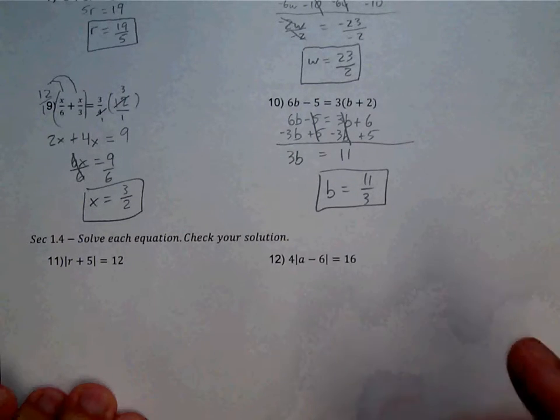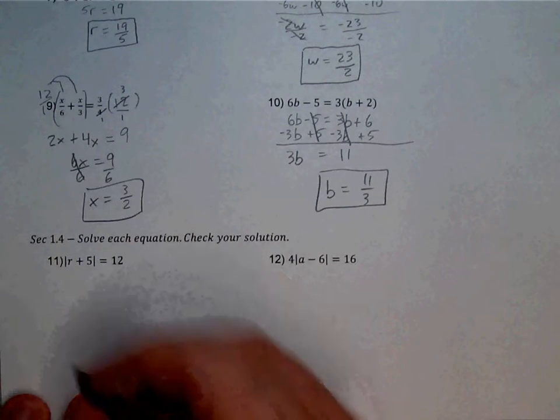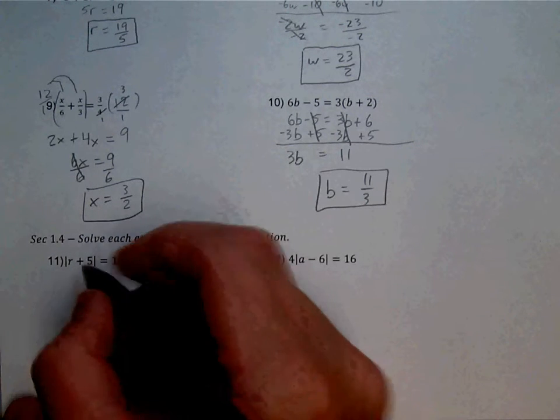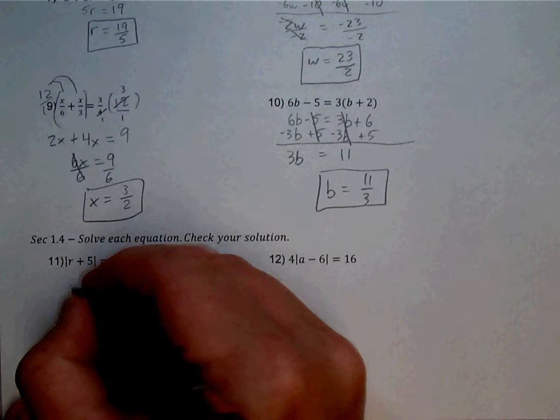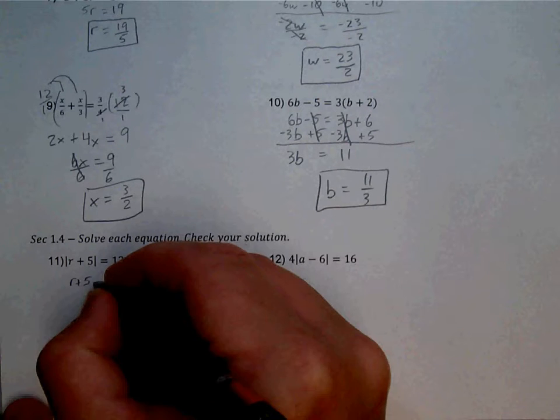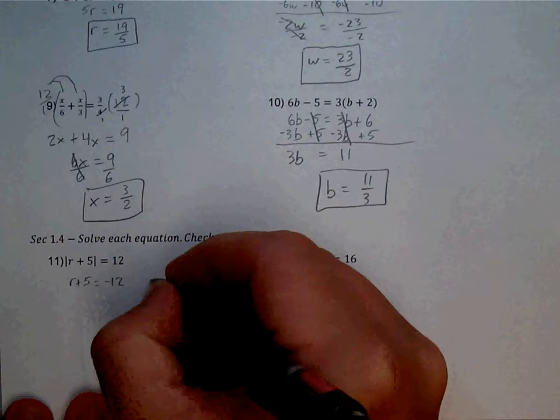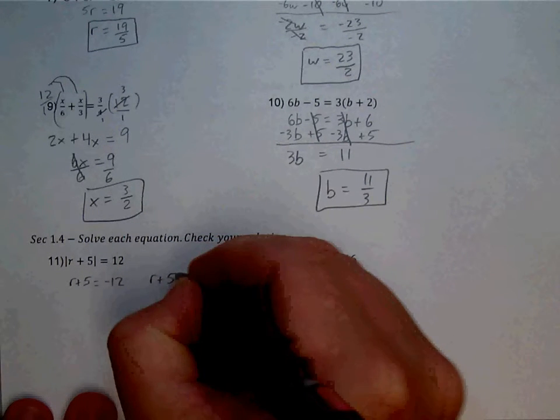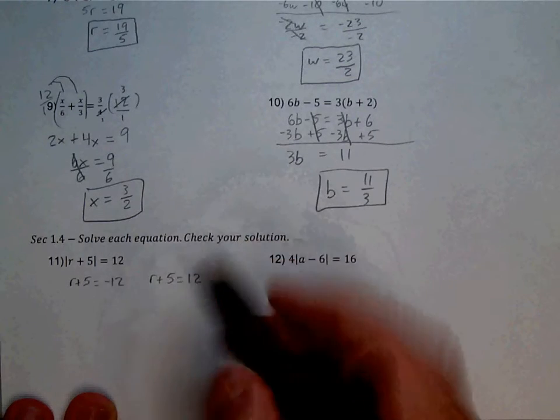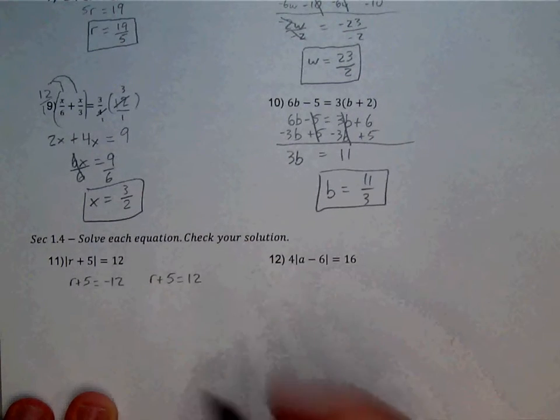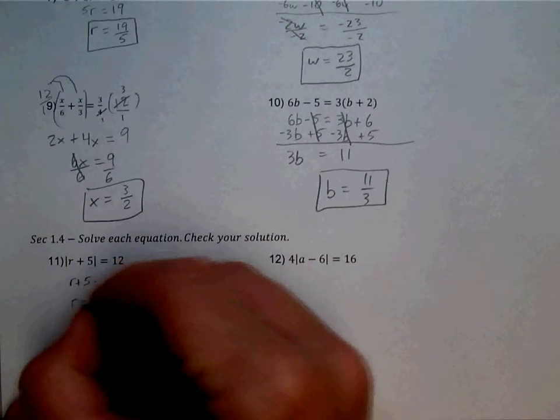Number 11. Now we're solving absolute values. R plus 5, its absolute value is 12. So R plus 5 could be one of two things. R plus 5 could be a negative 12, or R plus 5 could be a positive 12. Because both 12 and negative 12, their absolute values are 12. So I have to consider both of those, solve them both, we get two answers.